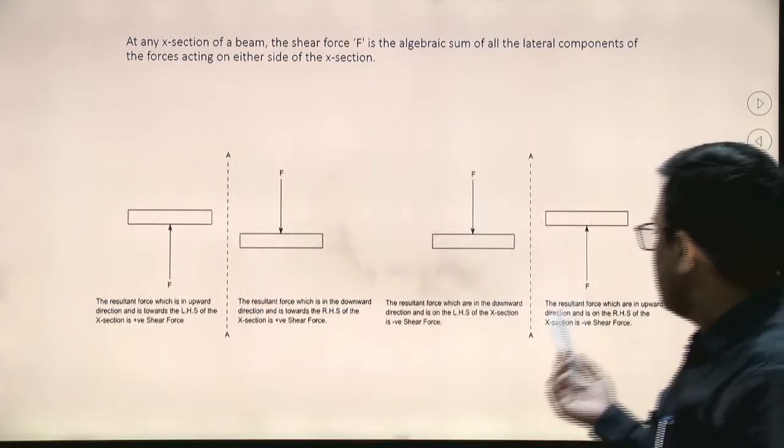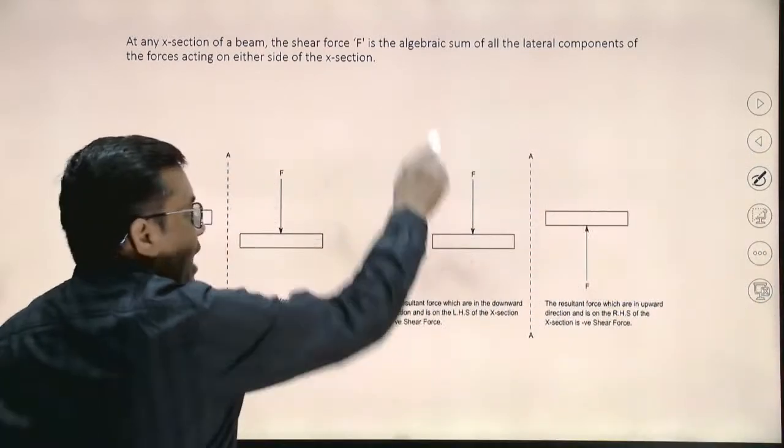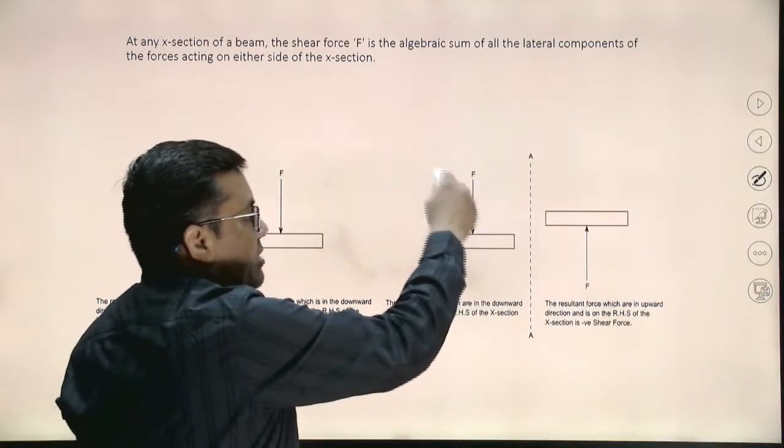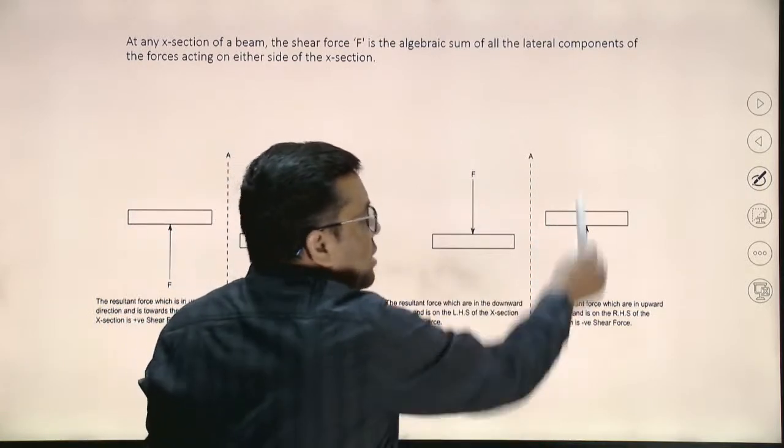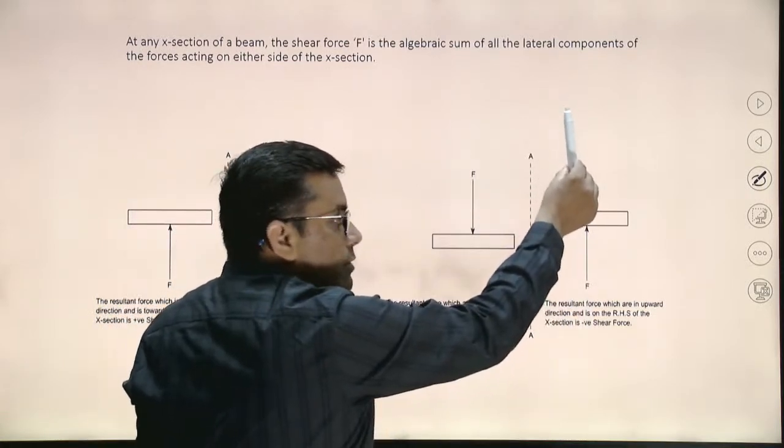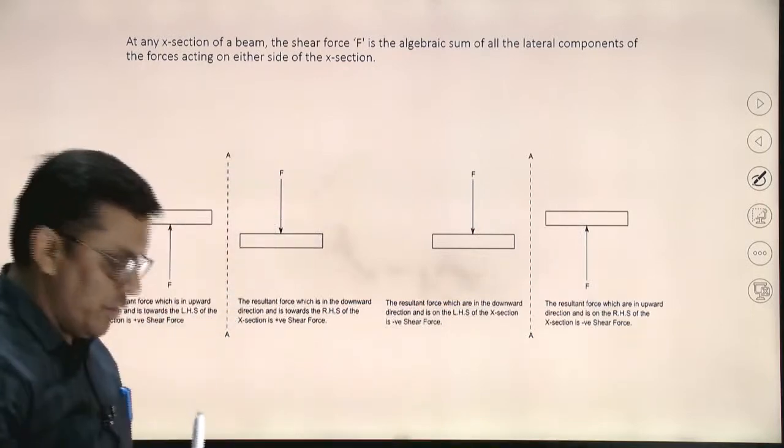Let's look at the other case too. The resultant force on the left side, if it is downward, will be treated as negative. On the right side, if it is upward, it will be treated as negative.